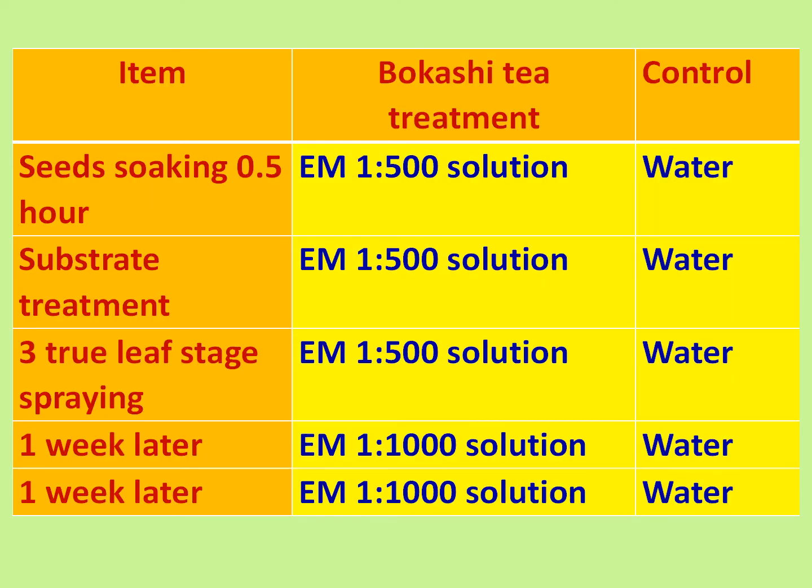And the aim of the experiments was to see how the bokashi tea treatment influences the tomato transplant growth and performance. The treatments were bokashi tea treatment and control treatment. Seeds were soaked for half an hour in EM 1 to 500 solution in bokashi tea treatment, and in water in control treatment. Substrate treatment was with EM 1 to 500 solution in bokashi tea treatment and with water in control treatment. Spraying from the third true leaf stage was with EM 1 to 500 solution in bokashi tea treatment and with water in control treatment.